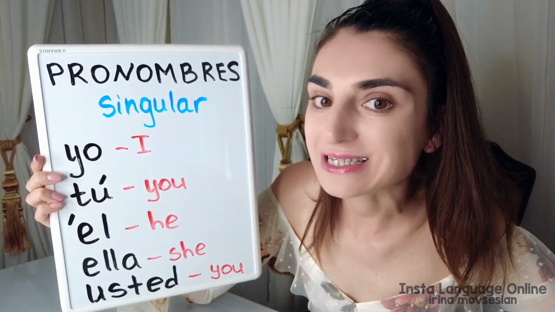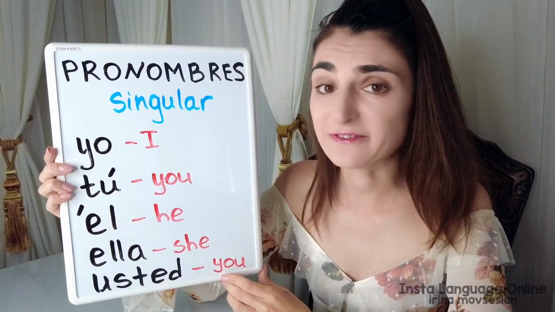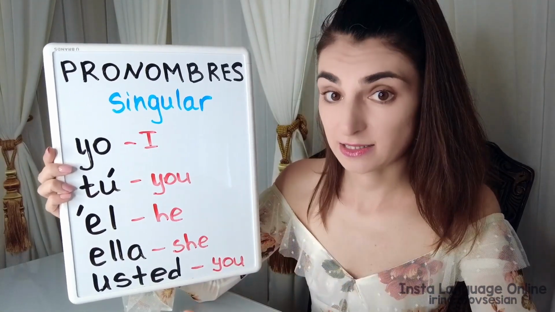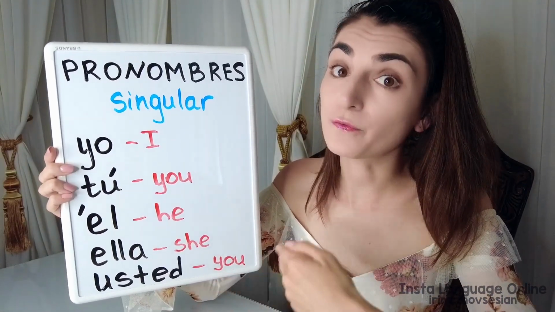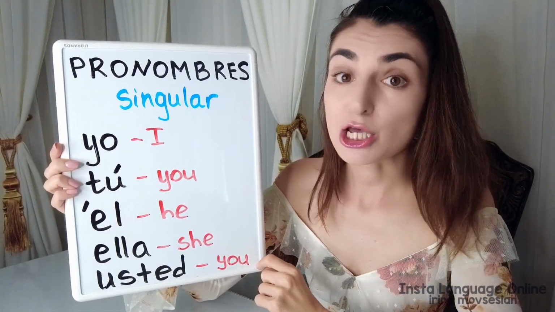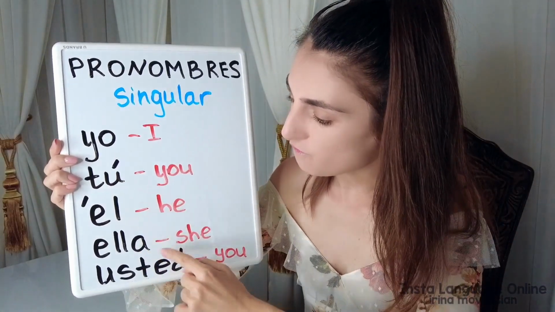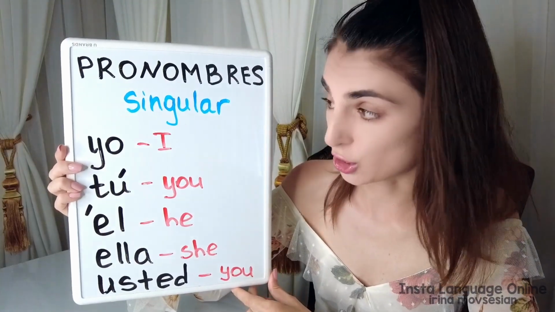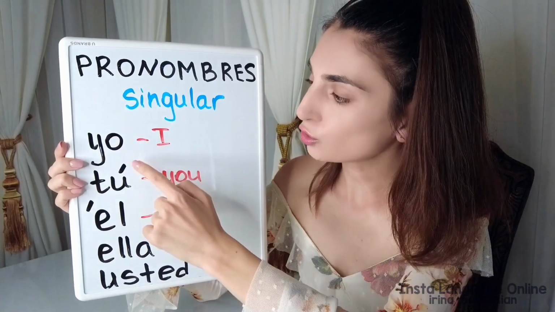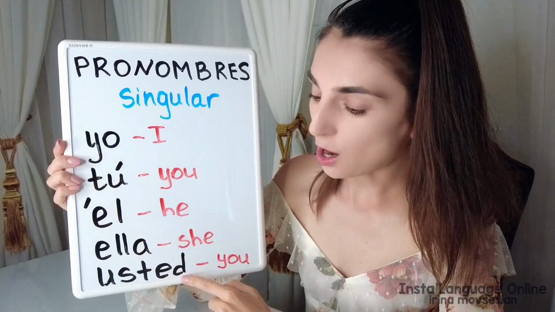So usted means you, but it's a different kind of you. It's when you refer to somebody who you respect. It's a polite form of you. This you is you buddy. This you is you professor. Okay? So now we have 1, 2, 3, 4, 5 words to learn. Yo, tú, él, ella, usted. One more time. All together. Yo, tú, él, ella, usted.